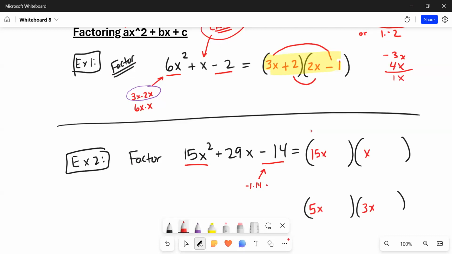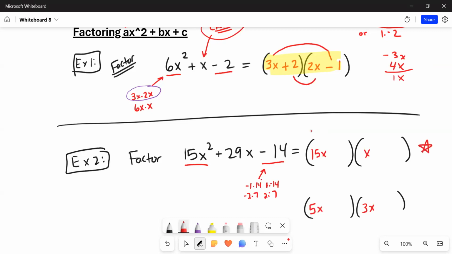It could be the sign change there, 1 times negative 14, or I might have negative 2 times 7, or 2 times negative 7. There's 4 options there. So it's really pretty overloaded. So here's how you might go through it. I'm going to guess purposefully wrong here. So maybe I just don't know.